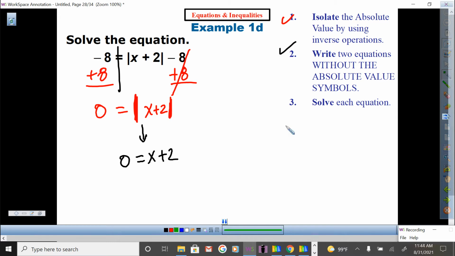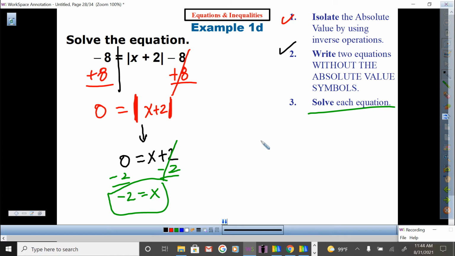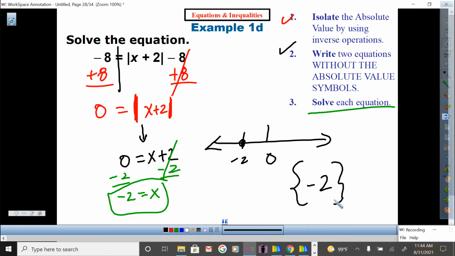So let's go to step 3, which is solve. Minus 2, minus 2. We're left with negative 2 equals x. Graph. Negative 2. Solution set, negative 2.